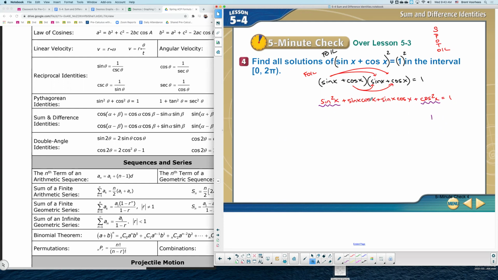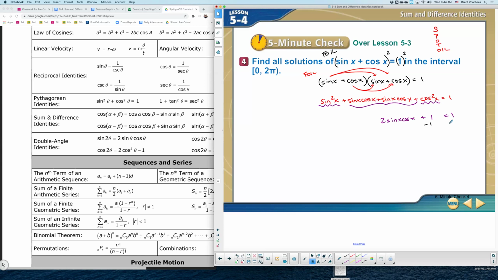And here I have one sine cos plus another sine cos. I have 2 sine x cos x. So I have 2 of those. And then that sine squared plus cosine squared is 1. So that was the Pythagorean identity, and this was a little algebra.